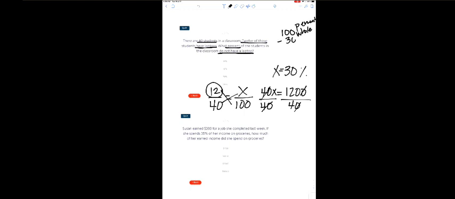Okay, so 100 minus 30 is 70%. If this is the percent that do have a laptop, this is the percent that do not have a laptop. So our answer is 70. Another way of doing this, I'm going to erase everything real quick to show you another method.